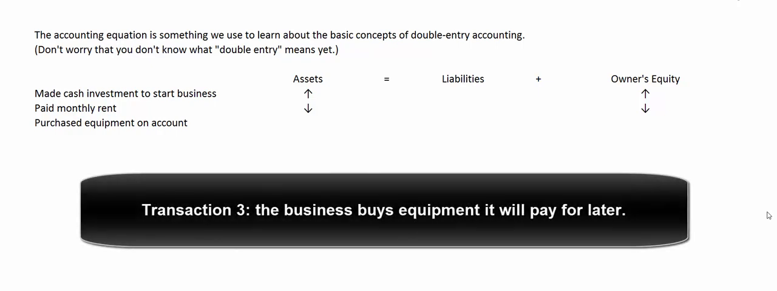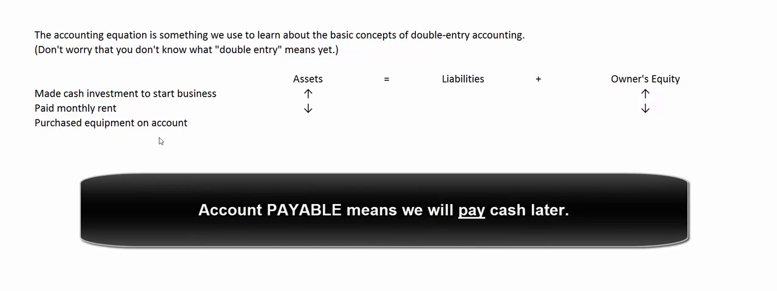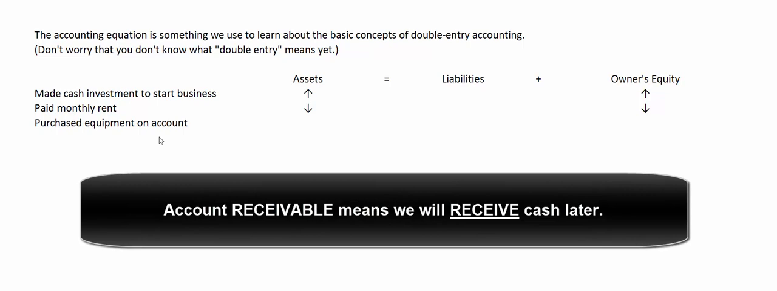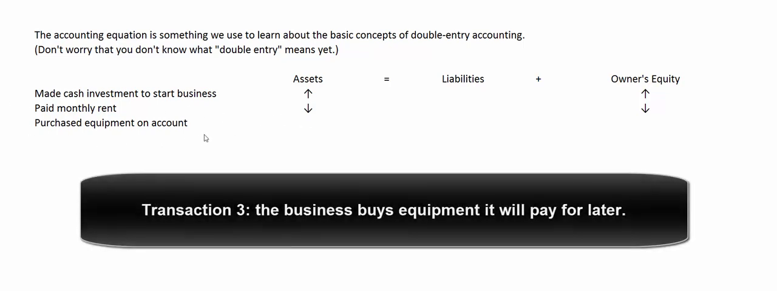Next, the company buys equipment on account. What does that mean? On account means account payable. So there's two uses of the word account. There's an account payable, which means we're going to pay money later. And then there's an account receivable, which means we're going to receive money later. So this is purchasing equipment on account.